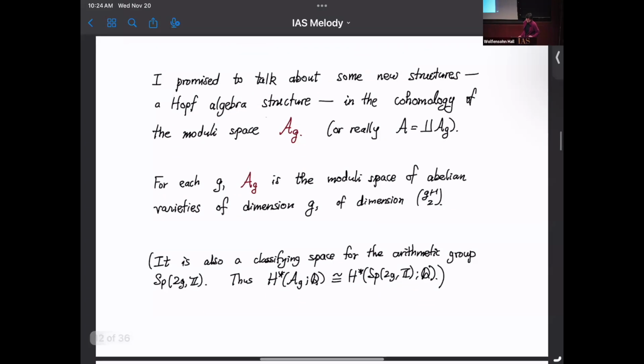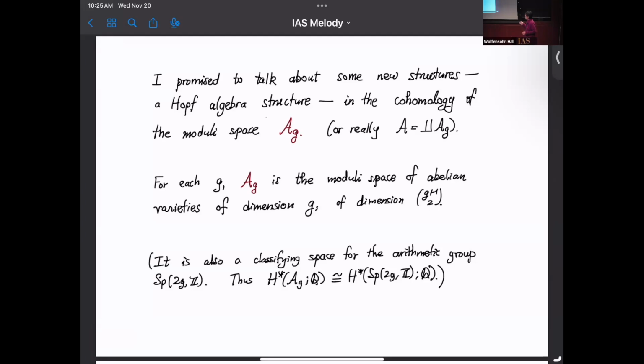This is also a cartoon example. I promised to talk about some new structures that we discovered in our work in the cohomology of the moduli space A_g. Actually, really the moduli space of all A_g all at once. And that new structure that is, I think, interesting and new is the structure of a Hopf algebra. But we'll get there.